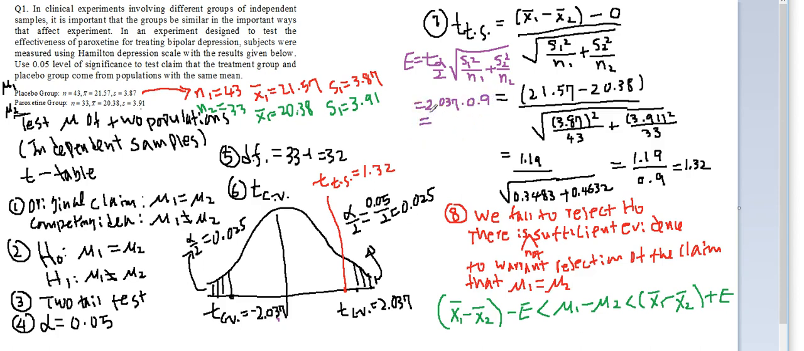So let's just find out what that is. We have 2.037 times 0.9. I have 1.83. So that would be our margin of error.